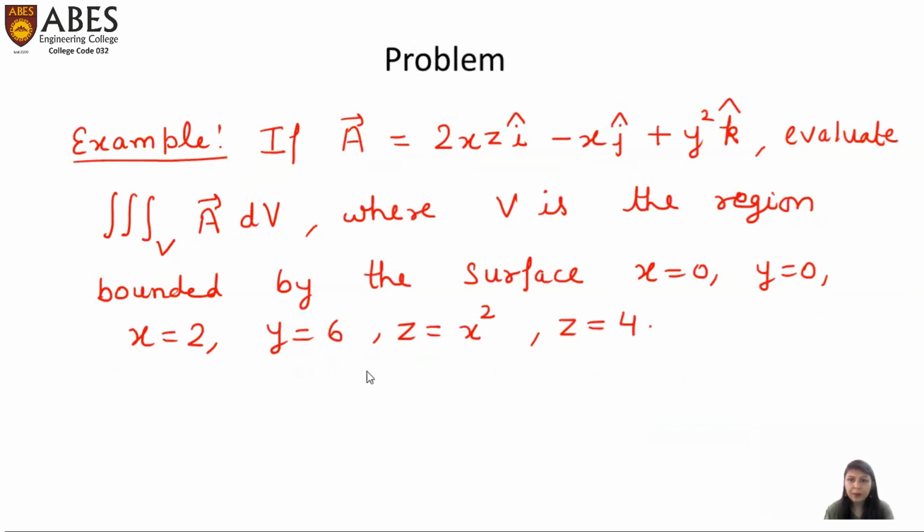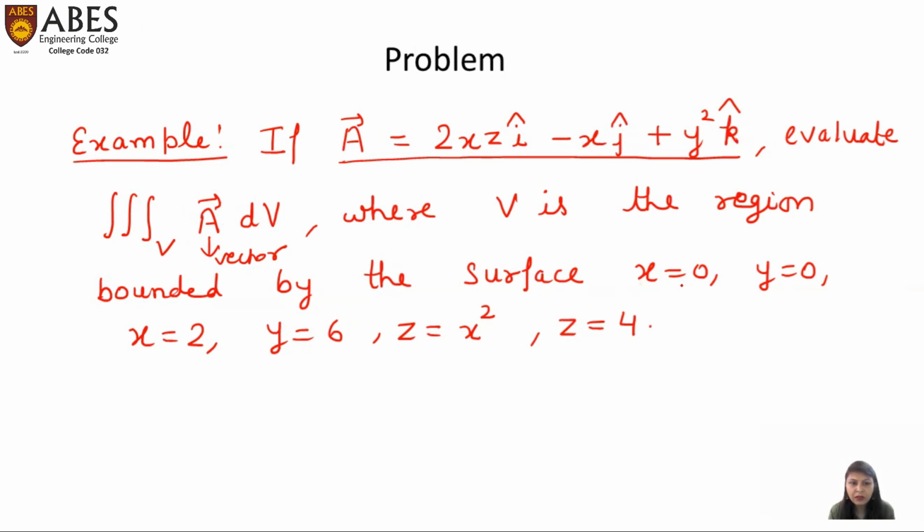So let's take an example and try to solve this example. This example is based on volume integral. We have to evaluate this integration, and this is a vector function here. We are given a vector function A equals 2xz i cap minus x j cap plus y square k cap. We have to evaluate the triple integration, the volume integral of A, and the region is also given.